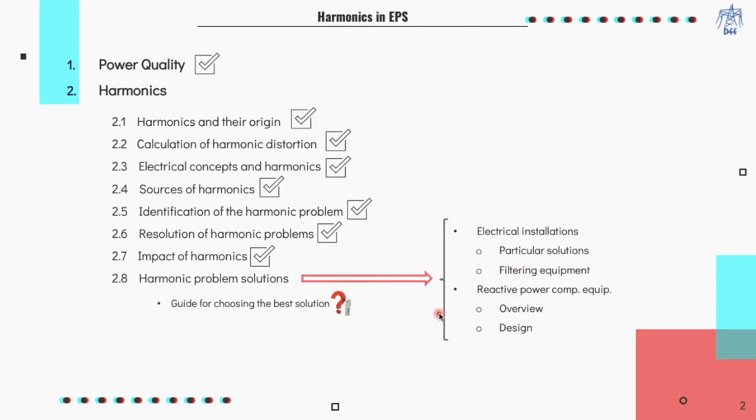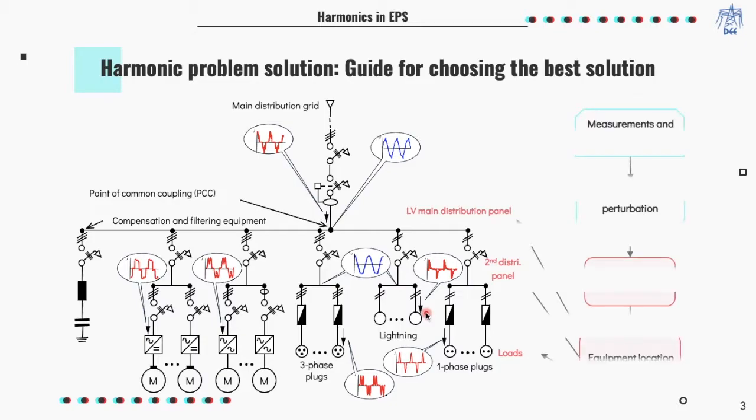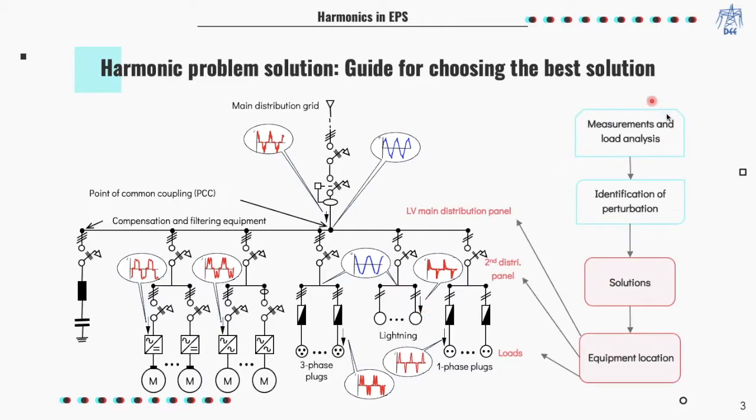following schedule. First, we must take measurements of currents consumed by nonlinear loads and voltages at the point of common coupling to characterize the harmonic distortions. These results can also be derived from the resolution of the harmonic problems as presented in the 9th, 10th, and 11th video. The results obtained may allow to identify the harmonic perturbations and the origin of the harmonic problem, and to propose the corresponding solutions.